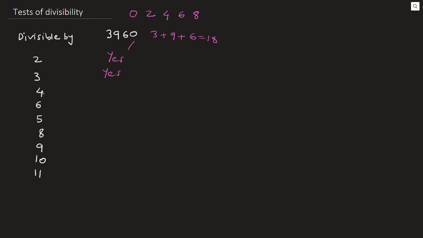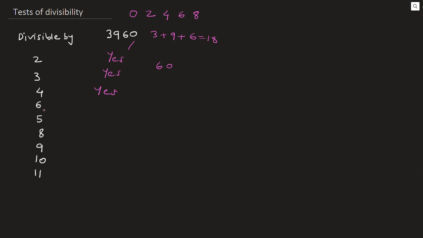Is 3960 divisible by 4? I have to check the number formed by the digit in the tens place and the units place. If that number can be divided by 4, then the number is divisible by 4. So the number formed by the digits in the tens and units place is 60. And is it divisible by 4? Yes. 60, when I divide it by 4, the answer is 15. So that is why 3960 is divisible by 4.